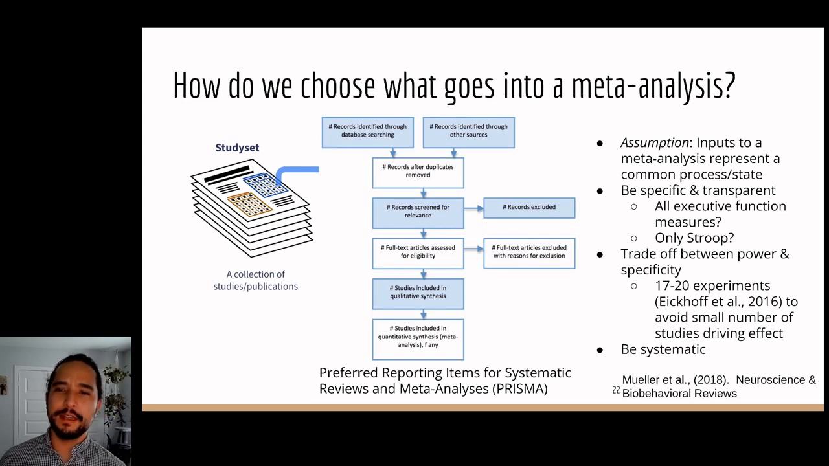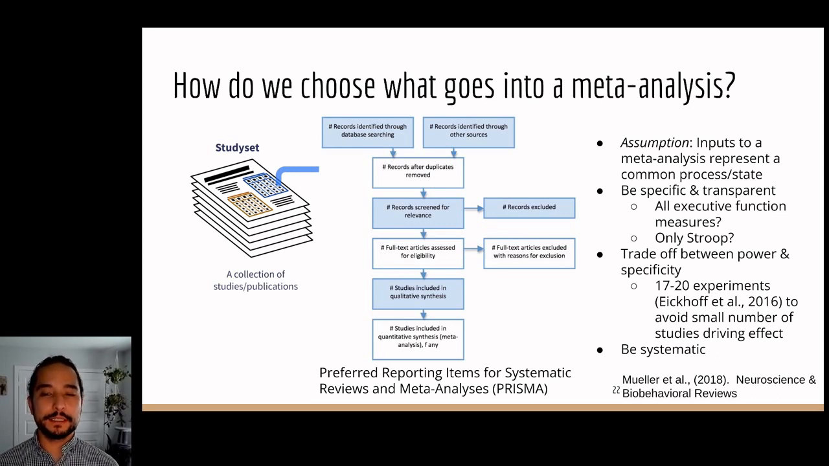But also keep in mind that generally you have a trade-off between power and specificity. So if you choose to only look at Stroop tasks, you have a more specific meta-analysis, but you probably have fewer studies to choose from. And this is important because, this is just a general rule of thumb, but for a CBMA, you generally want to have around 17 to 20 experiments to avoid a small number of studies driving the effect. Again, this depends on the technique, etc., but this is a good rule of thumb to keep in mind.